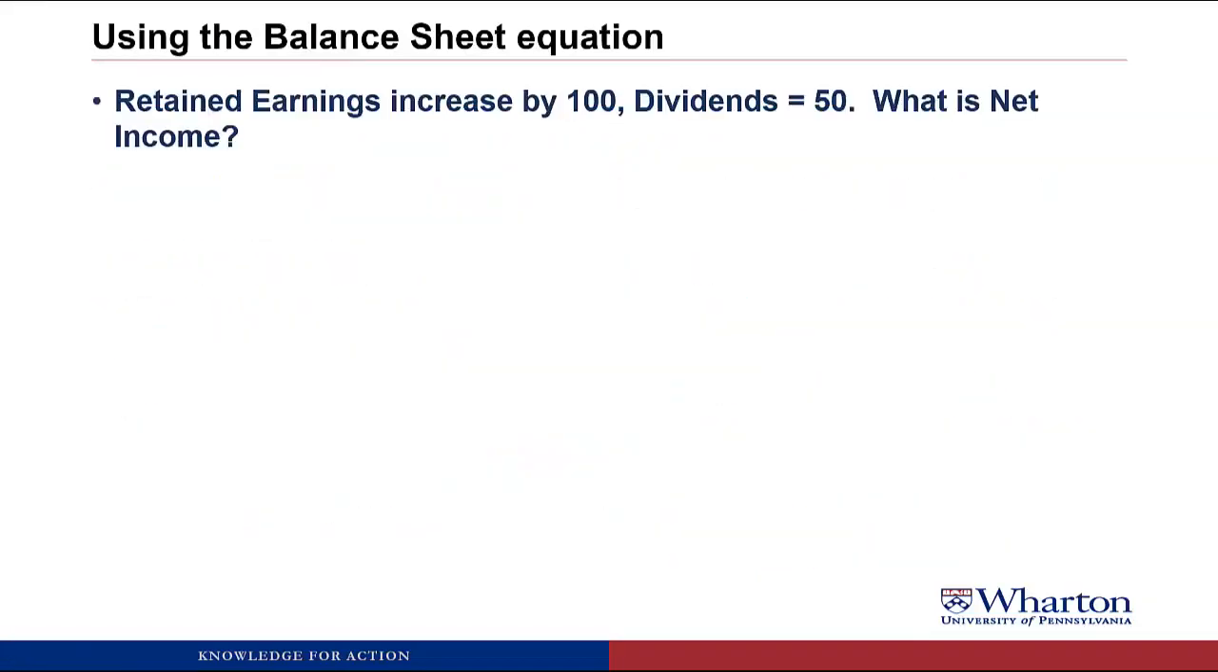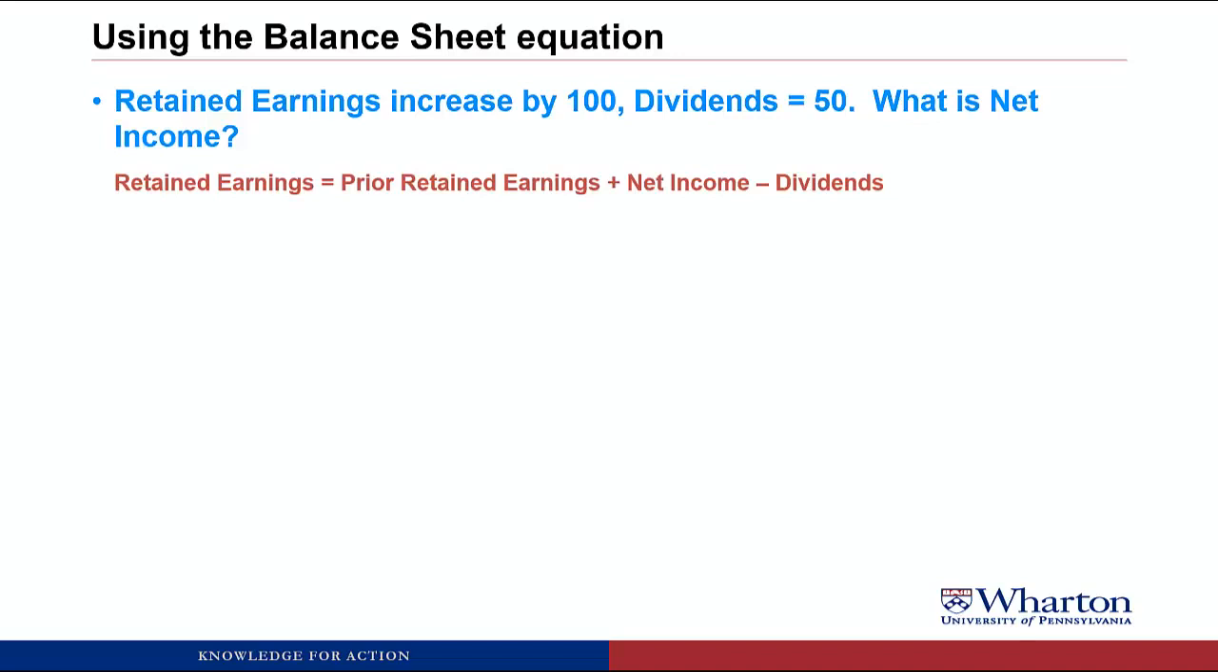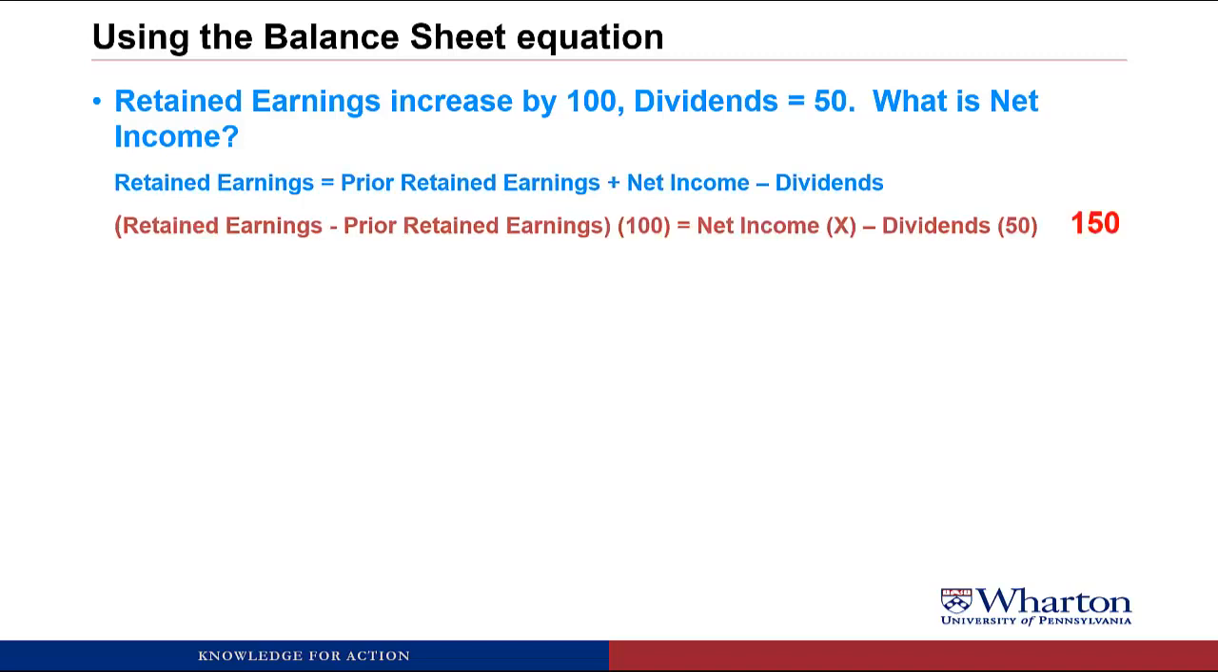Next, we have retained earnings increasing by 100. Dividends are 50. What is net income? Earlier in the video, we looked at the equation for retained earnings, where retained earnings is equal to prior retained earnings, what they were at the beginning of the year, plus net income during the period, minus dividends. So we know that the change in retained earnings is 100. We know that dividends are 50, so the only thing missing is net income, which has to be 150 for this to balance.